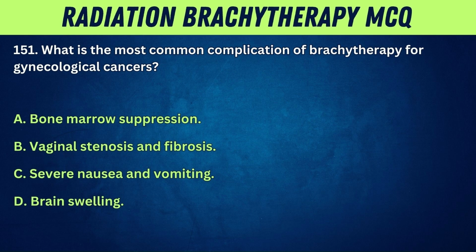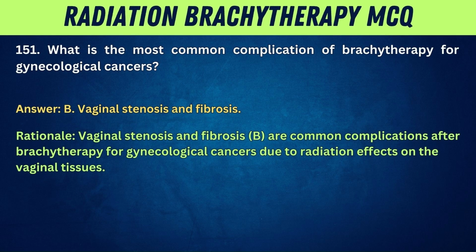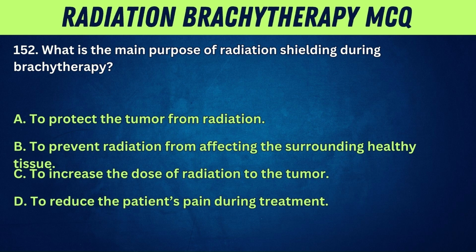151. What is the most common complication of brachytherapy for gynecological cancers? A. Bone marrow suppression. B. Vaginal stenosis and fibrosis. C. Severe nausea and vomiting. D. Brain swelling. Answer: B. Vaginal stenosis and fibrosis. Rationale: vaginal stenosis and fibrosis, B, are common complications after brachytherapy for gynecological cancers due to radiation effects on the vaginal tissues.